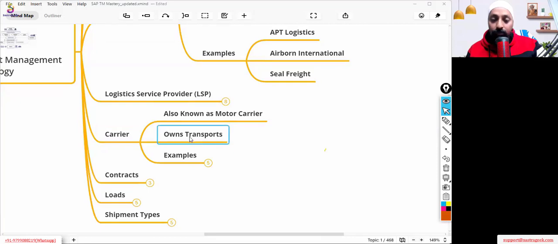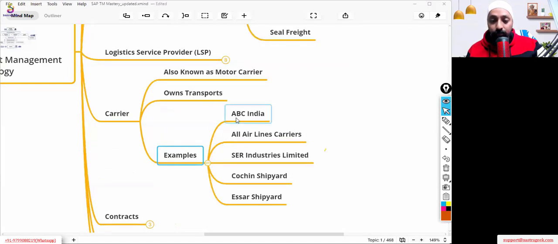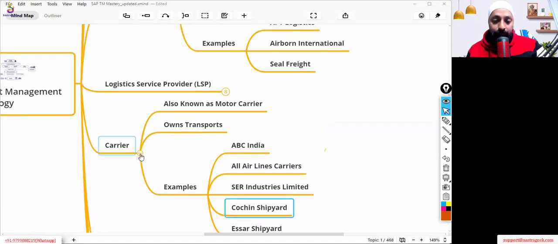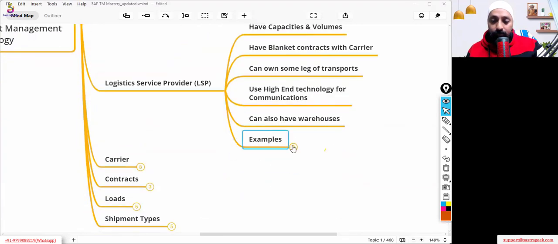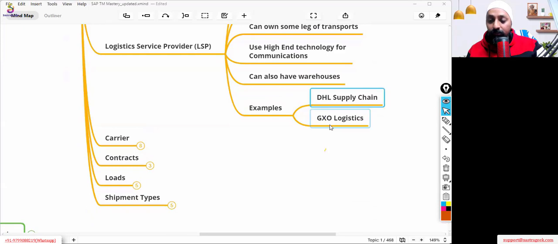Carriers, they can own the transport. The carrier will sometimes also be known as a motor carrier. Examples are ABC India, and all airlines are your carriers. SCR Industries, Cochin Shipyard, SR Shipyard, these are all carriers, which provide you the services, and they own the transportation leg in that area. Then logistics service provider. Let's go to the example: DHL Supply Chain, GXO Logistics. They are examples of the logistics service provider, the bigger companies.